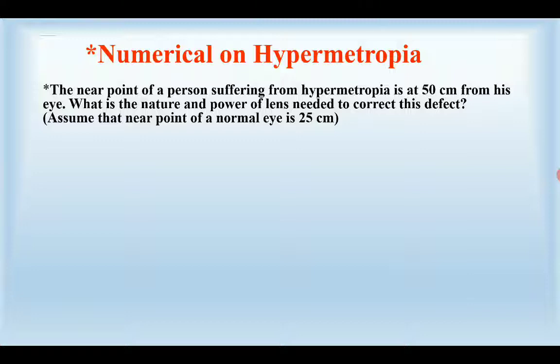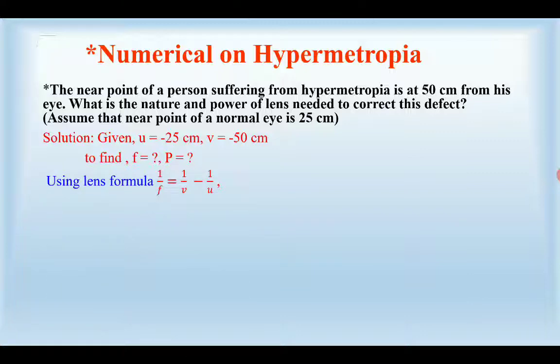So let us first figure out the things given in this numerical problem. Given that the near point is minus 25 centimeter, and for this near point, the image is formed at minus 50 centimeter in front of the lens. We need to figure out the focal length and the power of the lens used to correct, and the type of lens we are using.